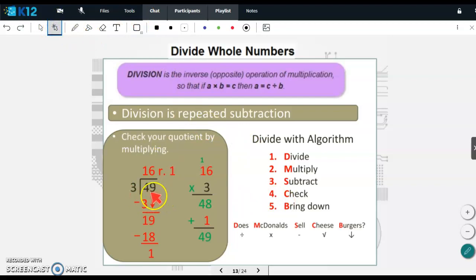We look over here, 3 goes into 4, 1 time, subtract the 3 from the 4, we have 1. 3 can't go into 1, so I bring down this 9. Now 3 can go into 19, 6 times, because 3 times 6 equals 18. I subtract it and I get 1 again. If I look at this 1, I see it's smaller than 3. Since I have nothing left to bring down, it's a remainder of 1.